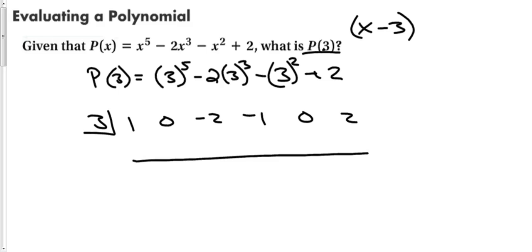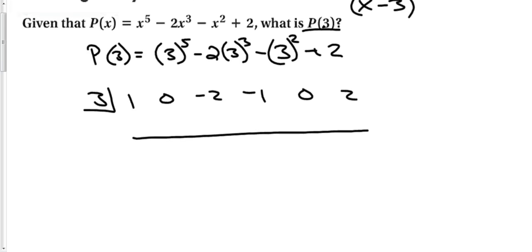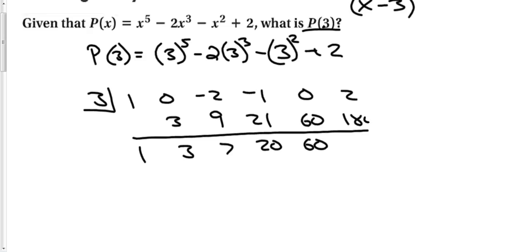If I evaluated this, my answer is whatever I get as a remainder. So bring down the 1, multiply, add, multiply, add, multiply, add, multiply, times 3 gives me 60, add, and multiply, and add one last time to get 182. 182 is my answer. That is what P of 3 is equal to. So if I were to work all this out, I would get an answer of 182.